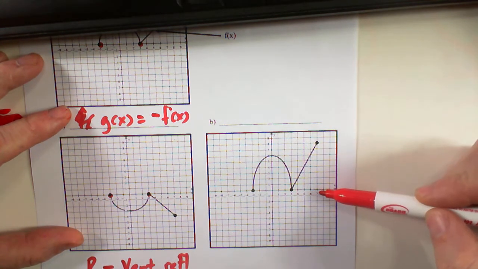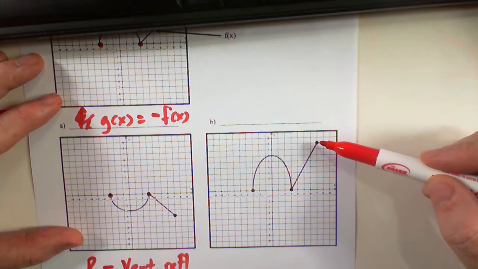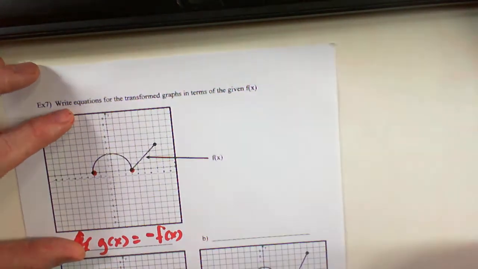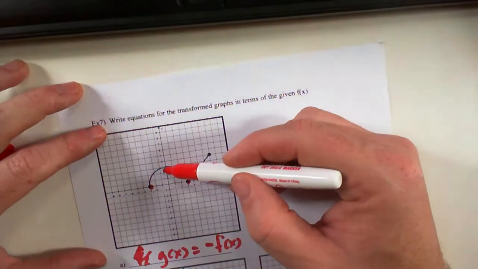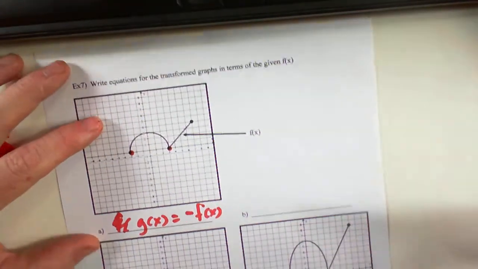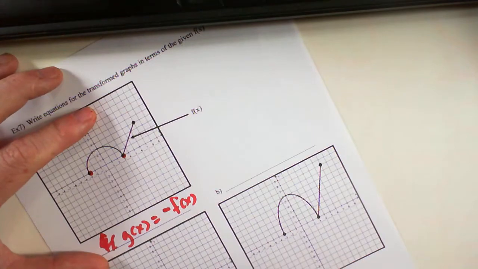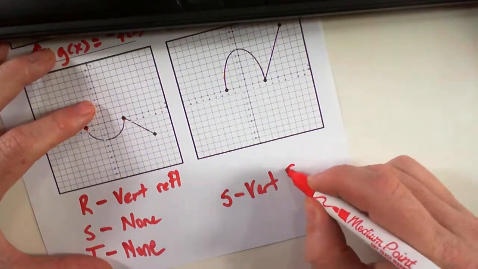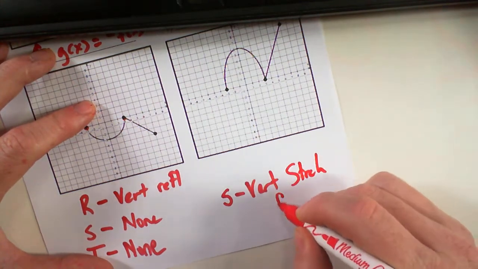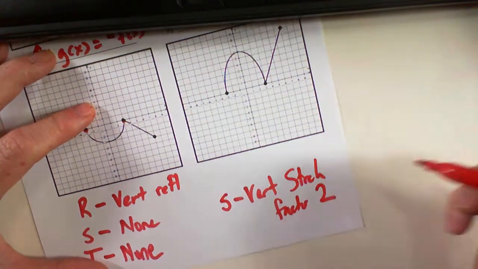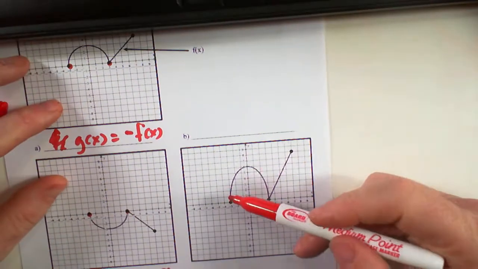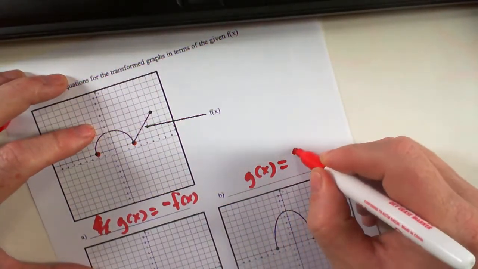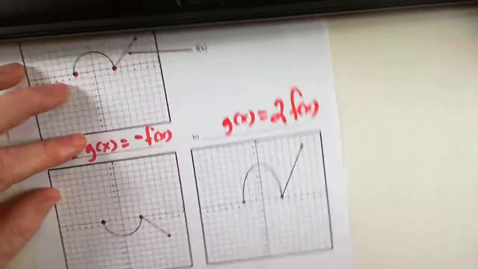Or those zeros, those points would be at a different place. The smallest value is 0. The largest value is 4. Here we got up to 3. Here we get up to 6. So it looks like all we've got is a vertical stretch factor 2. Because all the values that we've got are twice what they were. So g of x equals 2 f of x.